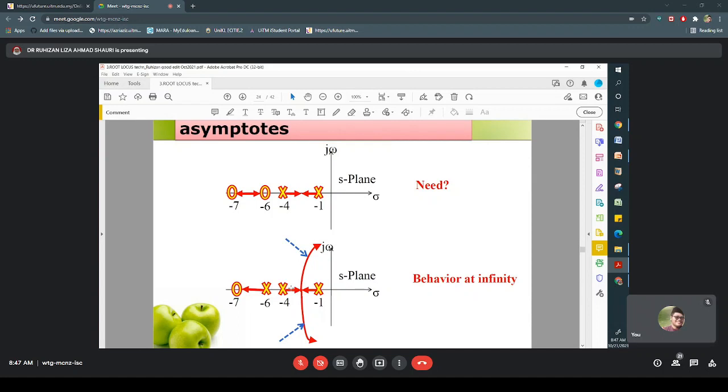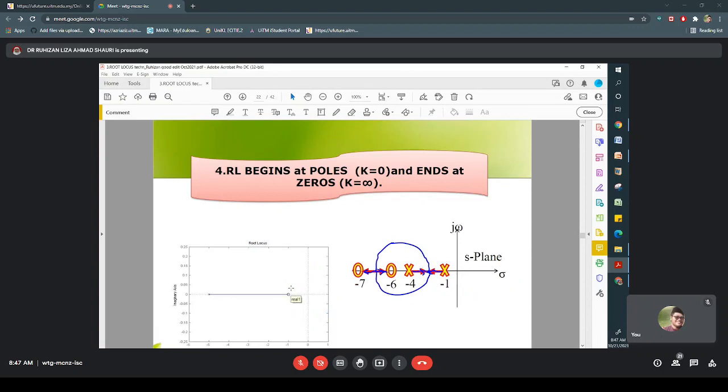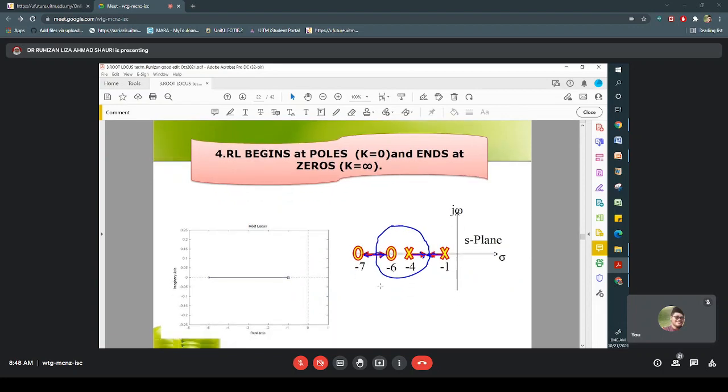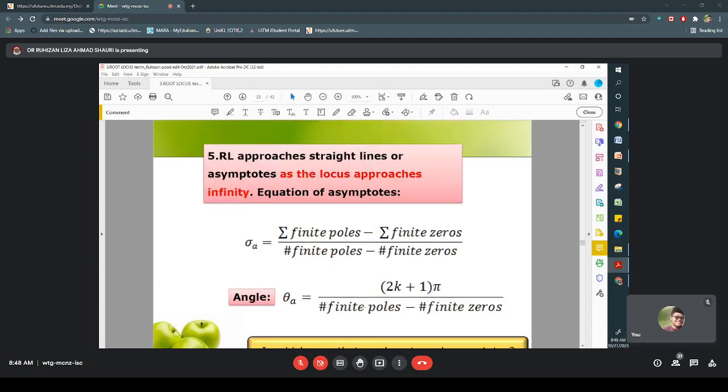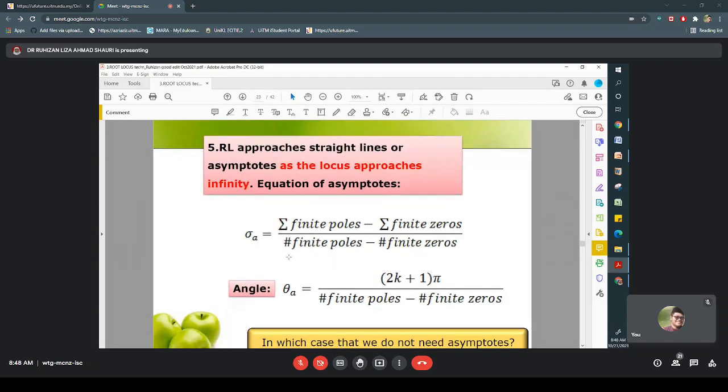Okay, all right. So this is where you need to make sure you know how to use the asymptote, based on the calculation just now. The calculation is very simple. It's not difficult at all. Yeah, so this is very simple.